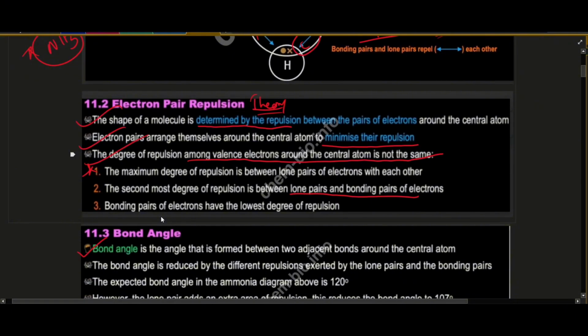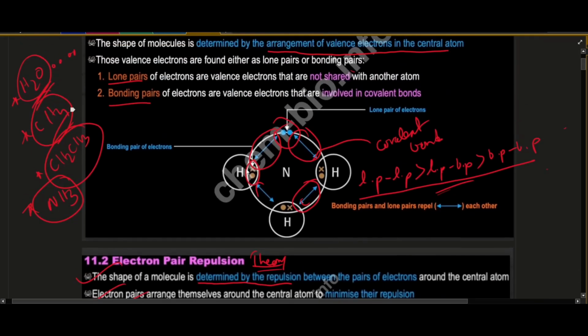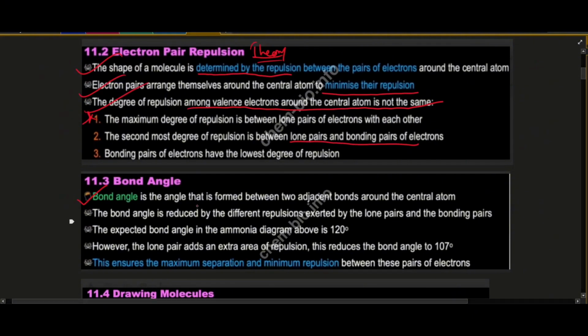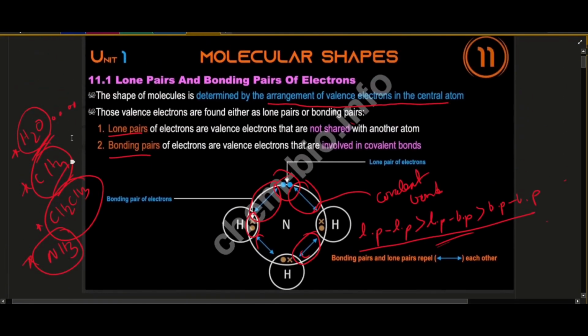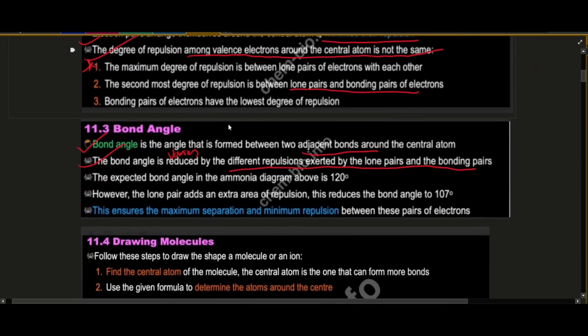The bond angle for each molecule is different, and I told you why: because the repulsion is different in each and every molecule. Am I clear? So what is this angle? It's the angle formed between two adjacent bonds around the central atom, and the bond angle varies by the different repulsion exerted by the lone pair and bonding pairs. So say for instance the bond angle for water will be different compared to that of ammonia. A little while later you will see the drawing, and then you will understand.